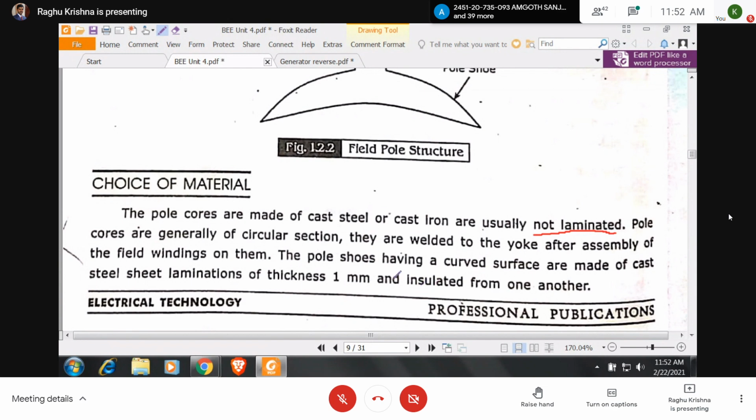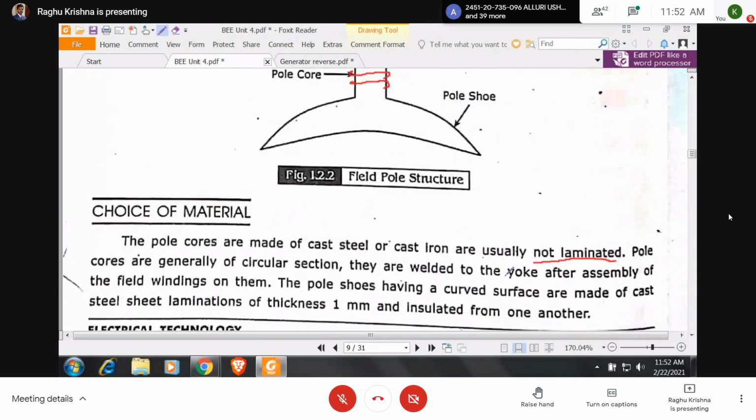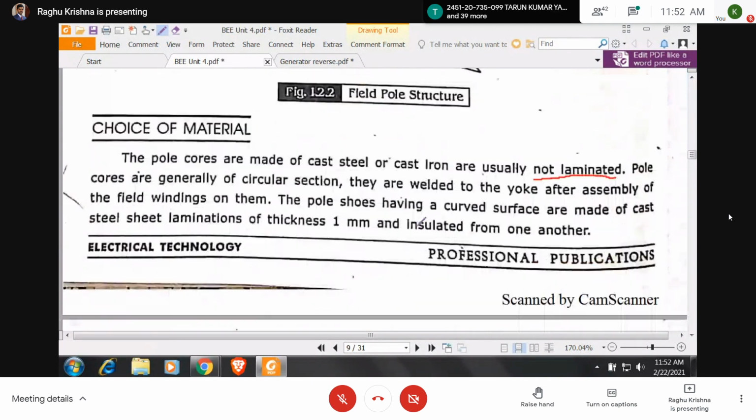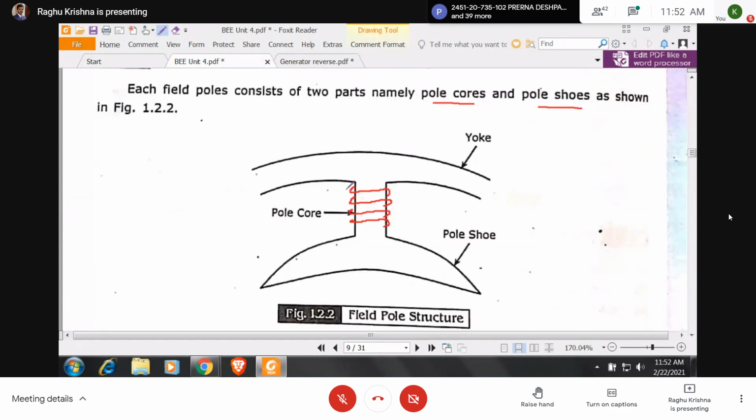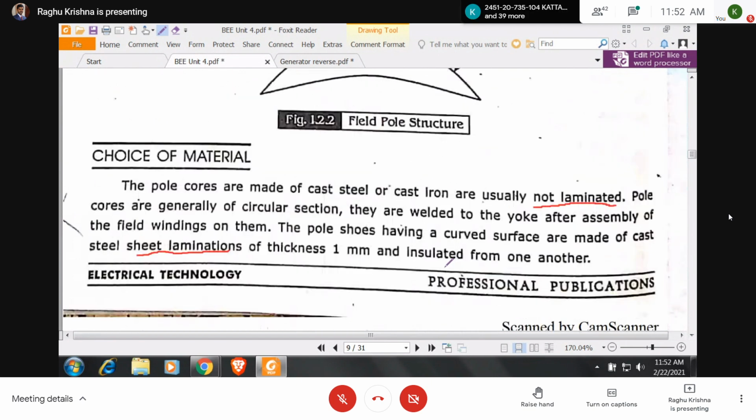So next, the pole shoe has a curved surface. Pole shoes have a curved surface like this. The pole shoes having a curved surface are made of cast steel sheet laminations. So here, usually the pole core is not laminated, but pole shoes are laminated. The thickness of these laminations will be 1 mm.